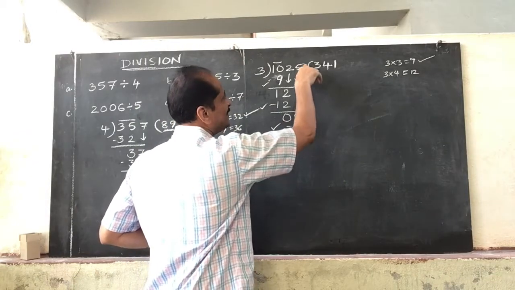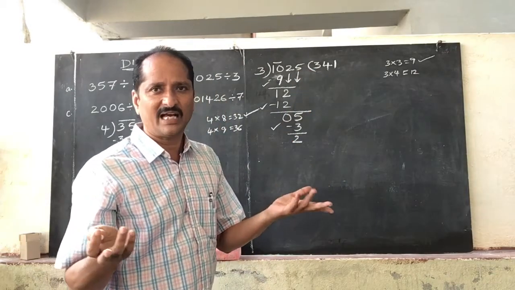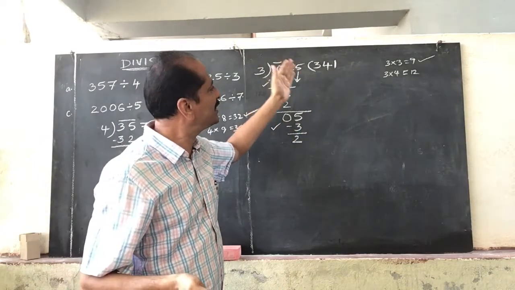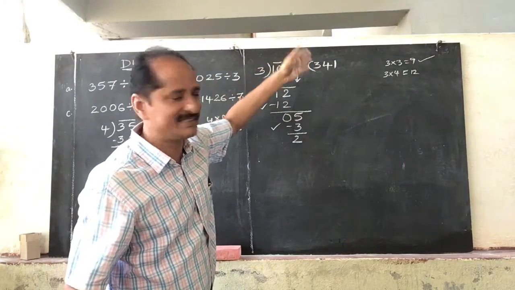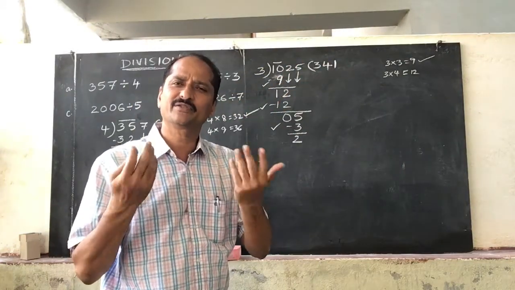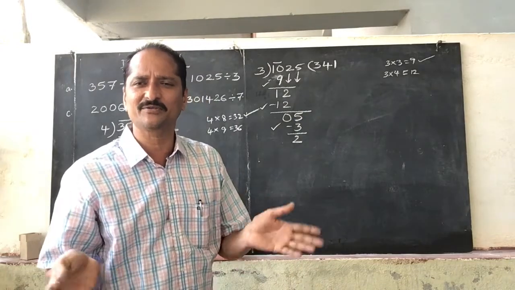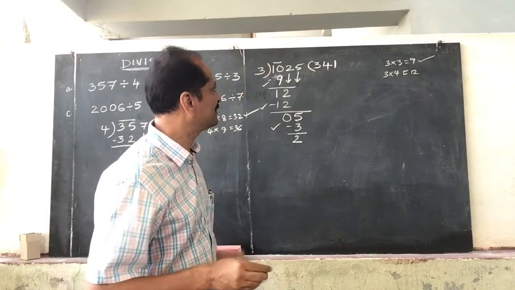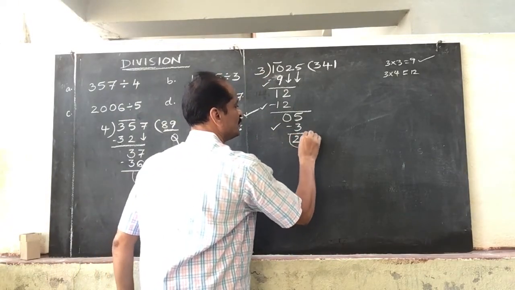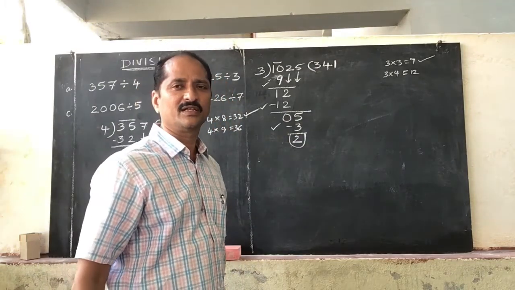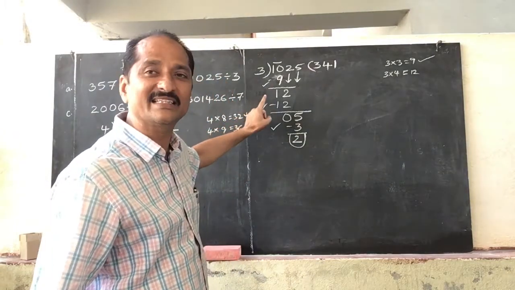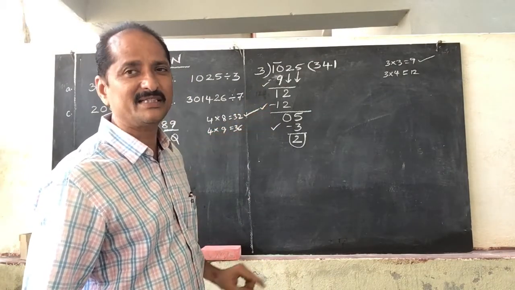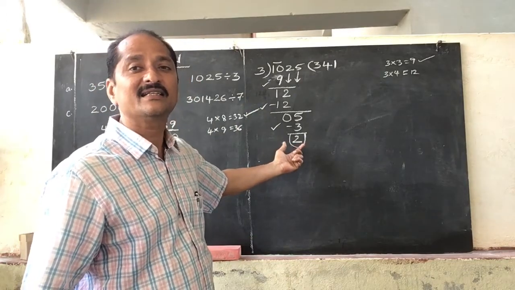So is there anything to bring down? Like this, if you are taking any number of digits as a dividend, you can continuously bring down the next digit. So however big the number is, you can find how many 3's, how many 7's, how many 100's, how many 1000's are there. So 2 is the remainder, so here it is not an exact division. Here you have got a remainder other than 0.